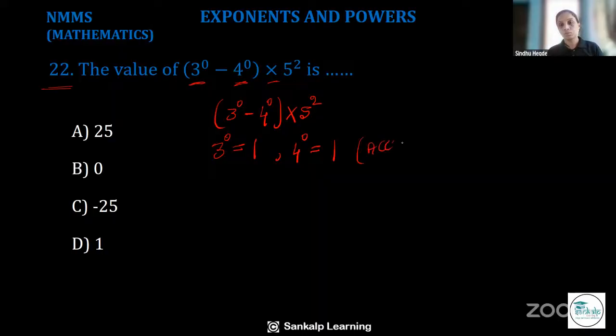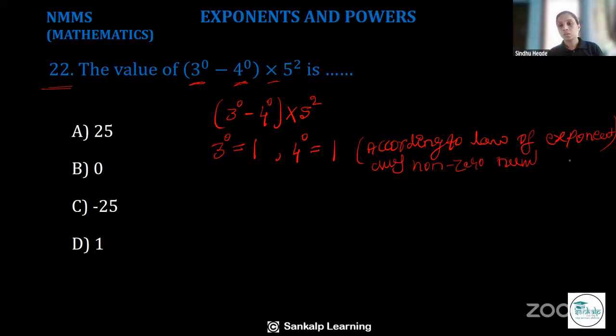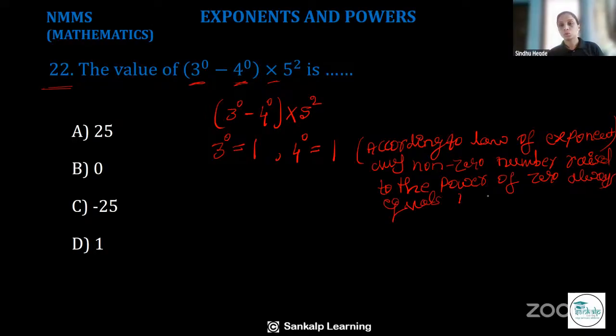According to the law of exponent, any non-zero number raised to the power of 0 is always equal to 1. So this is what our law of exponent tells.